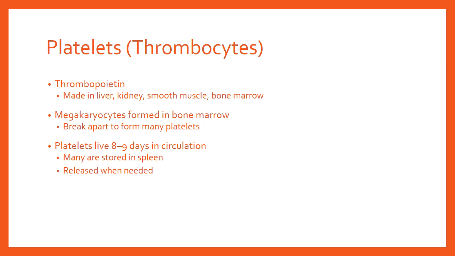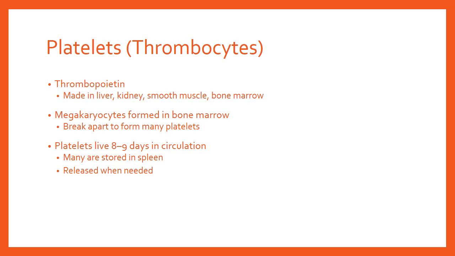So platelets are one of the key players in achieving hemostasis, and platelets are thrombocytes. Like any other cells we know in the blood, erythrocytes, leukocytes, and platelets are thrombocytes. Platelet formation is supported or facilitated by thrombopoietin, which is made in the liver, kidney, muscle, and bone marrow. And by muscle, of course, smooth muscle.